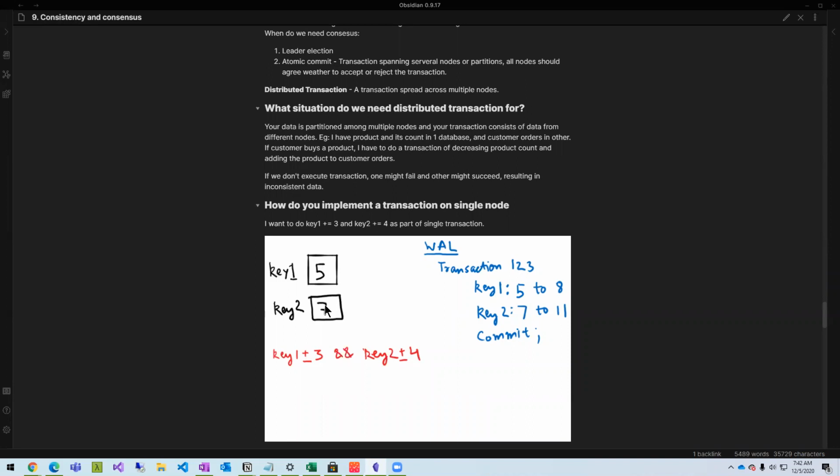Now, going by the pessimistic locking approach, the database will take a lock on both of these rows. Now the database updates this to 8, and let's say our system crashes. If the system wakes up again, we will see that this row has been updated to 8, but this row was still 7, right? So how do we actually prevent this scenario from happening?